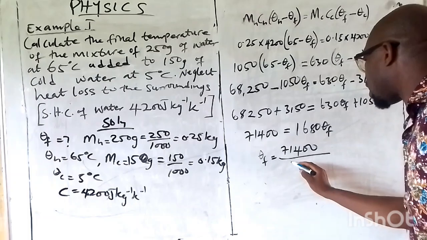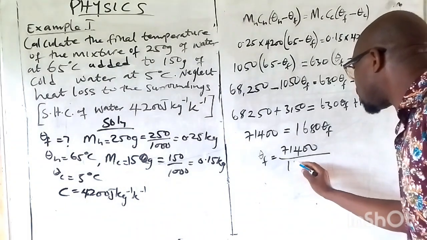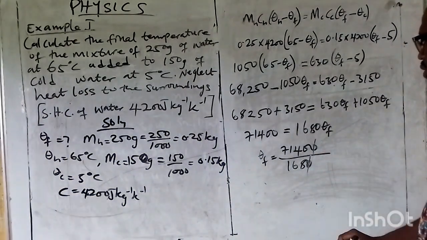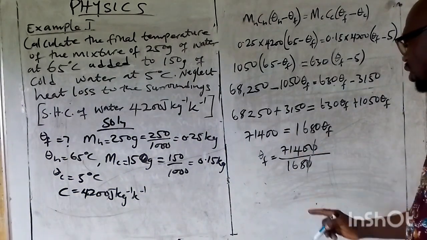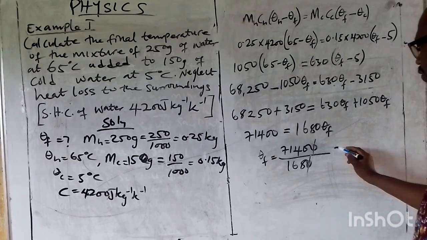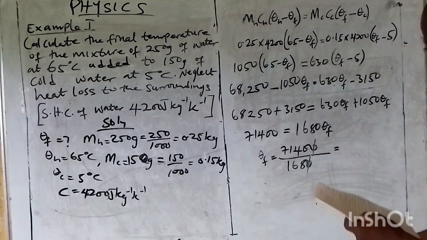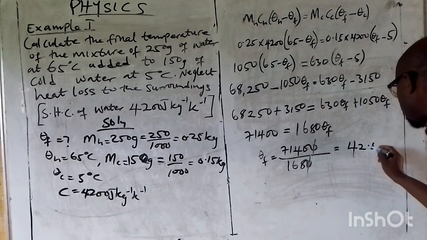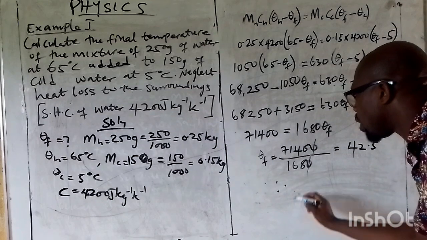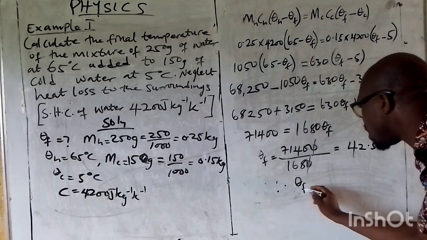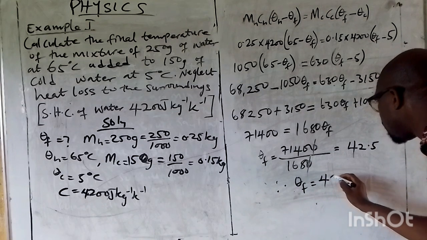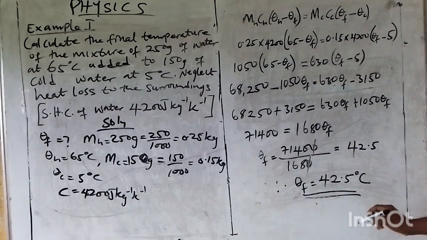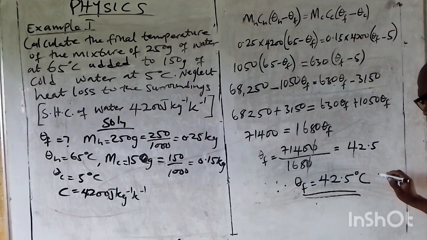Theta F equals 71,400 over 1,680. Now this cancels this, and we have 7,140 divided by 168. At the end of the day, our answer is 42.5. Therefore, we can say that the final temperature of the mixture is 42.5 degrees Celsius. Okay, thank you. We'll move to the next one.